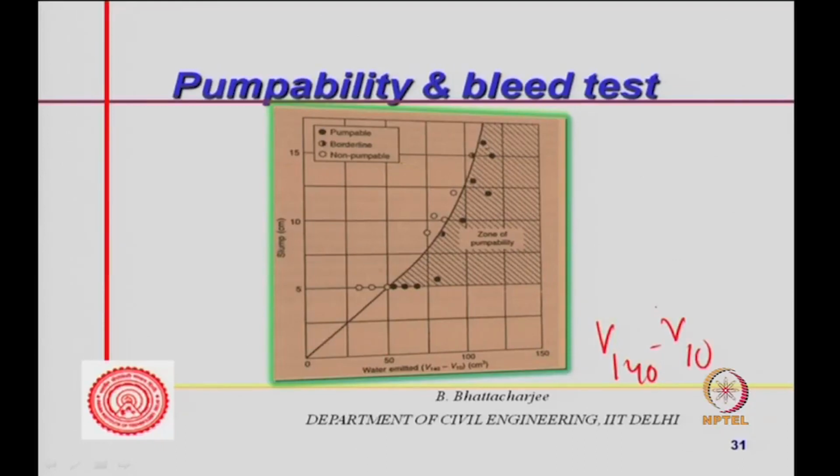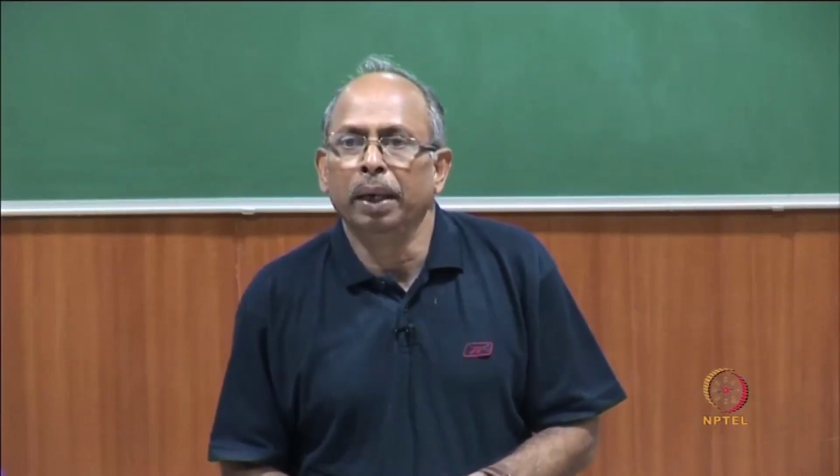If the water comes out over a longer period of time, the initial water out to the first 10 seconds is omitted, and it should come out at a slower speed. So, pumpability is readily defined depending upon slump. On this axis you have slump. This is the zone of pumpability, the readily pumpable zone, where I have got a sufficient value of V140 minus V10, this value is high, and slump is corresponding. So, both slump and pressure bleed test can be used together in order to obtain the pumpability.